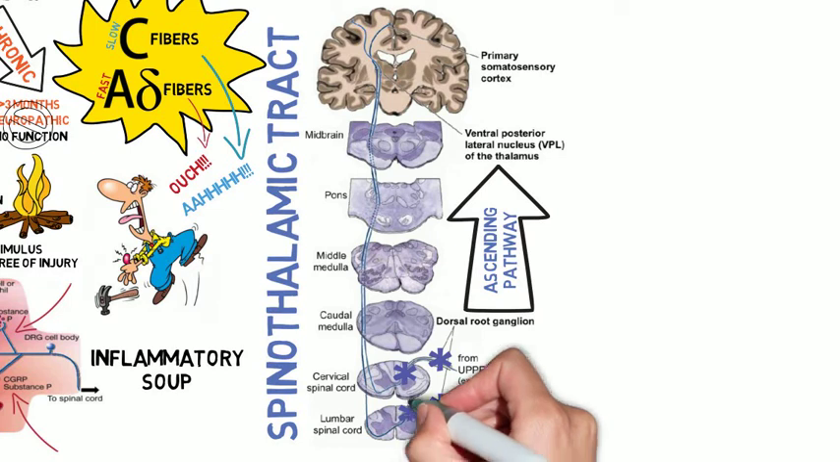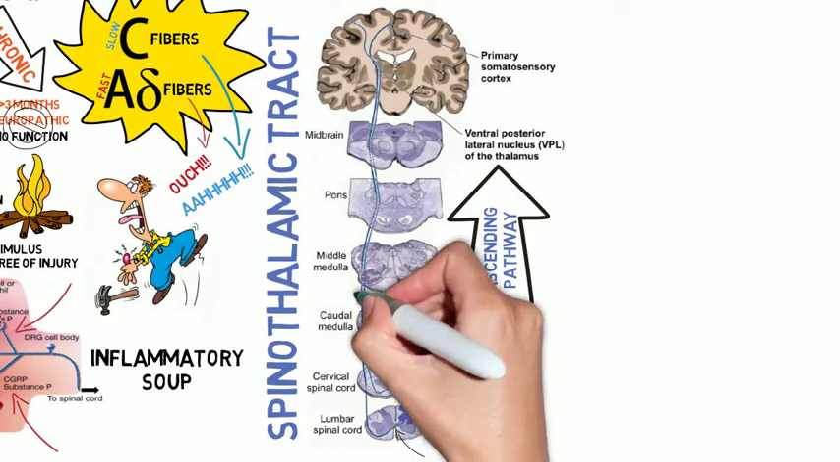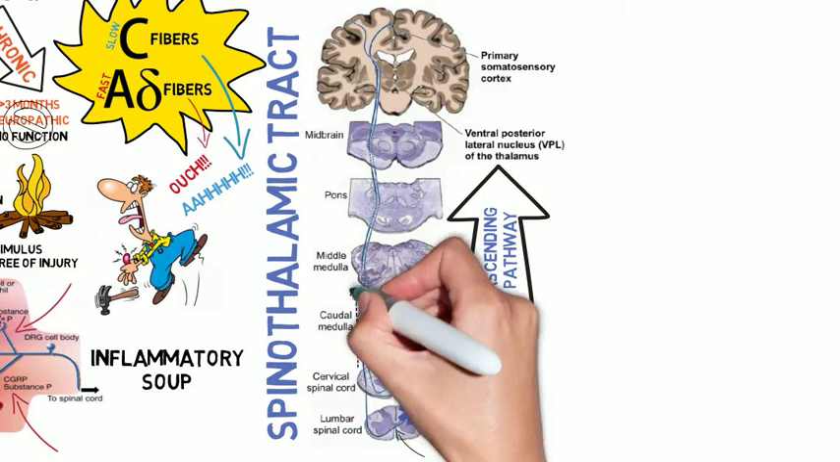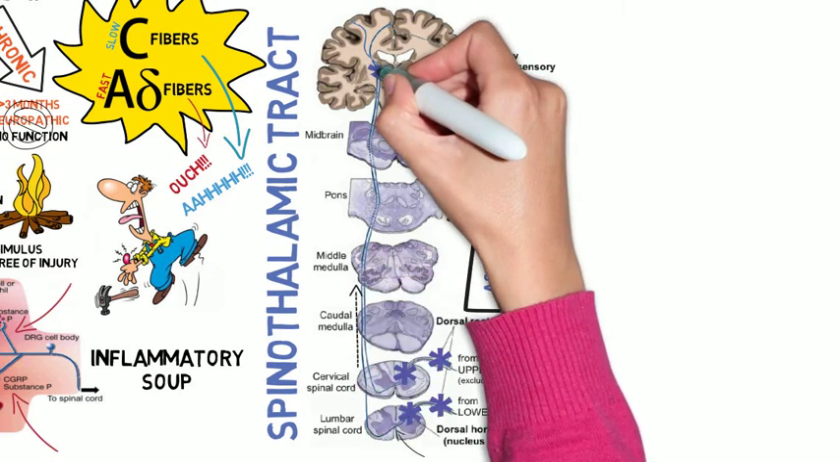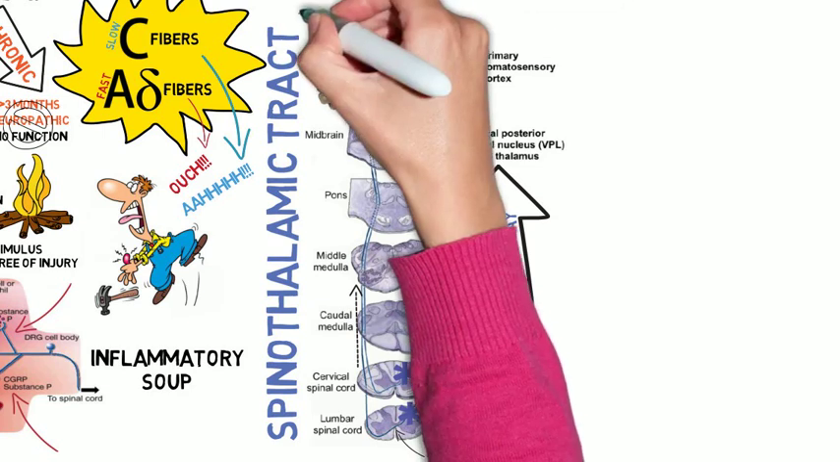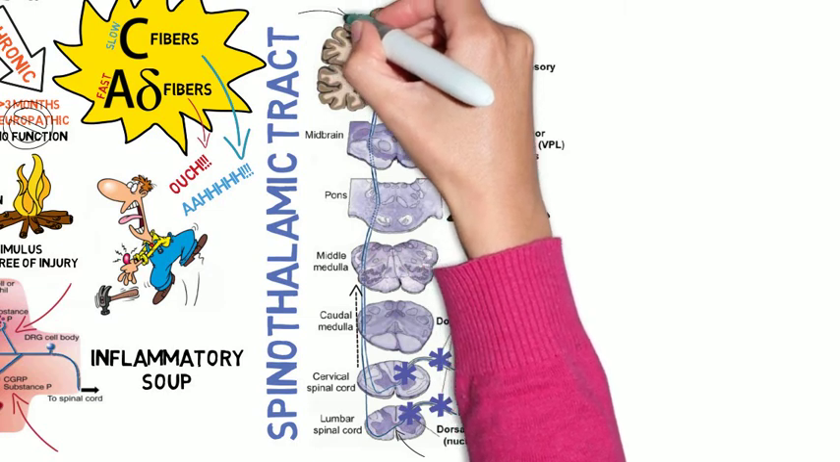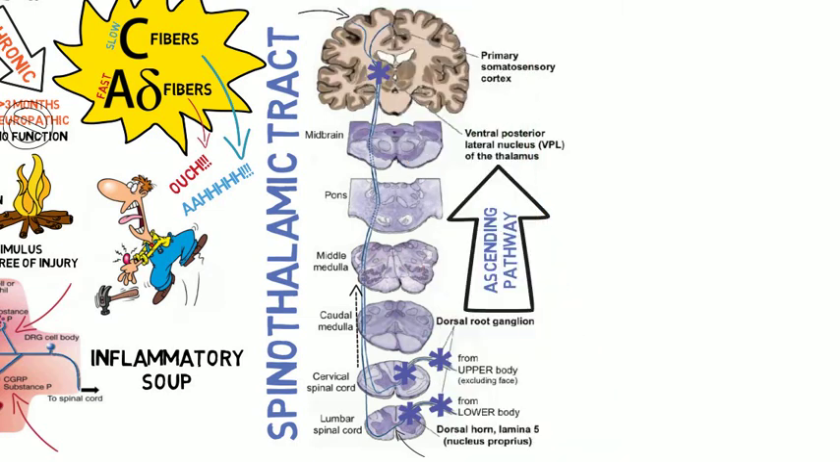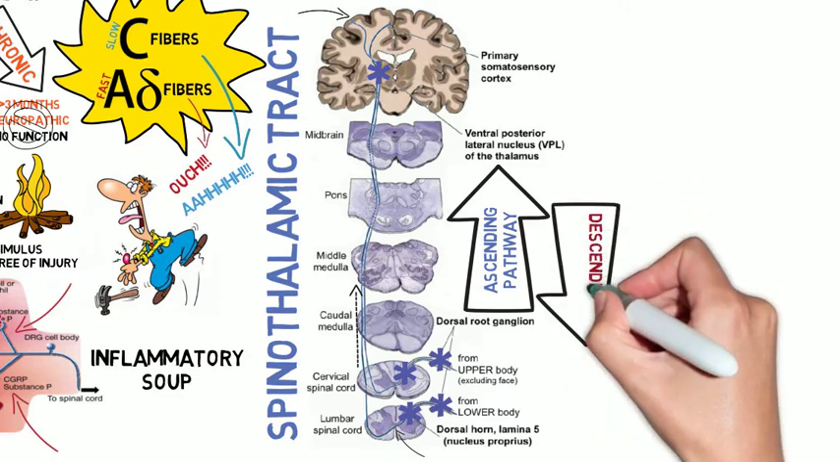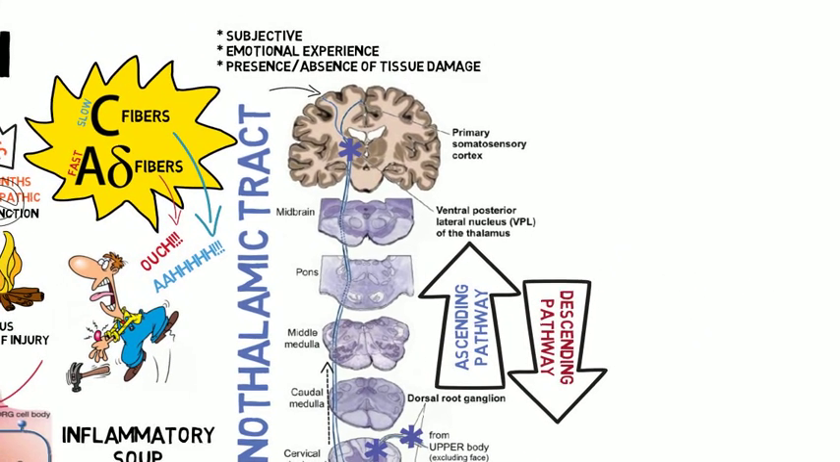Axons decussate in the anterior commissure of the spinal cord and ascend as the spinothalamic tract on the contralateral side from the input, terminating in the ventral posterior lateral nucleus, or VPL, of the thalamus. The third-order neuron projects from the VPL to the primary somatosensory cortex in the postcentral gyrus via the posterior limb of the internal capsule. The brain also has a descending pathway that allows for natural pain suppression.